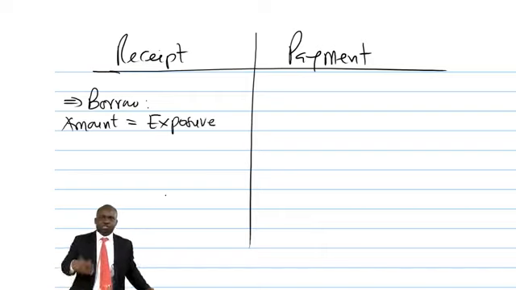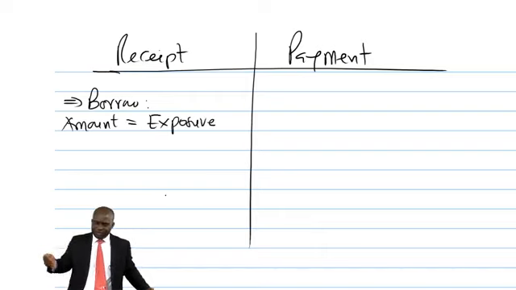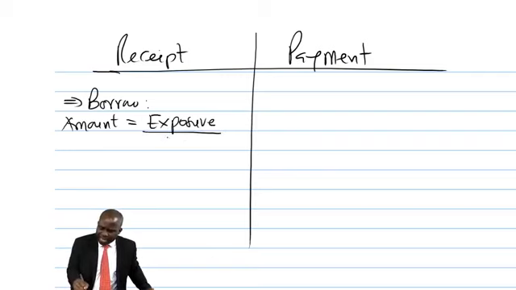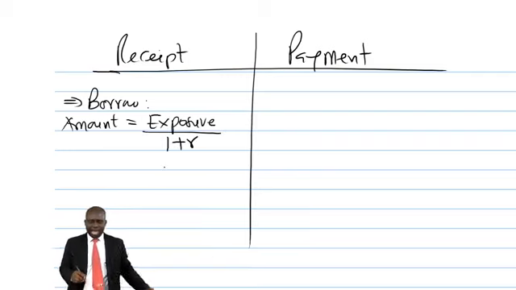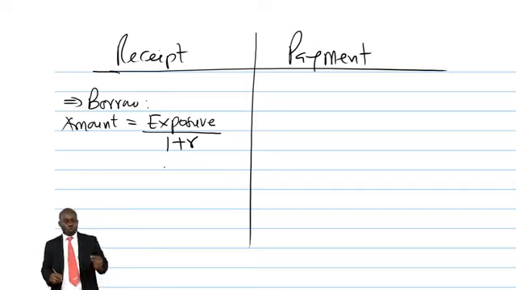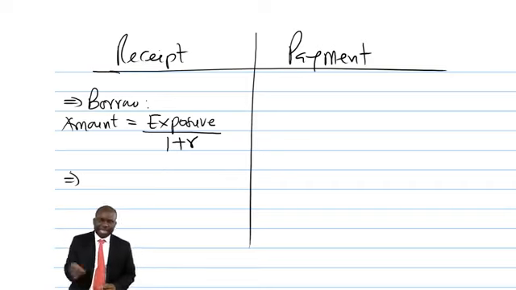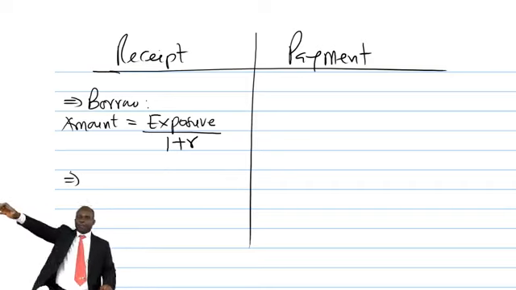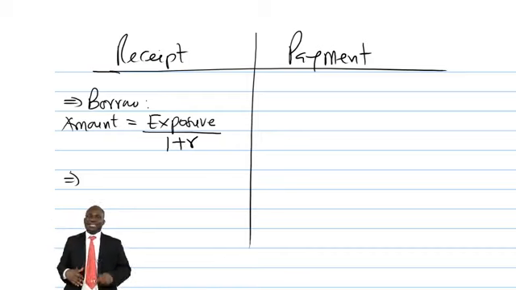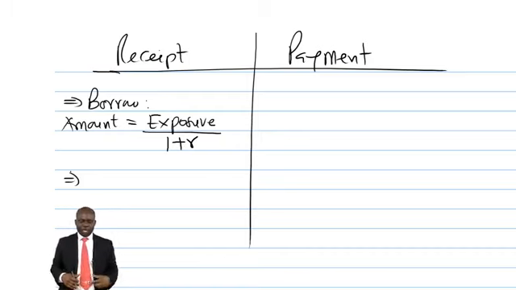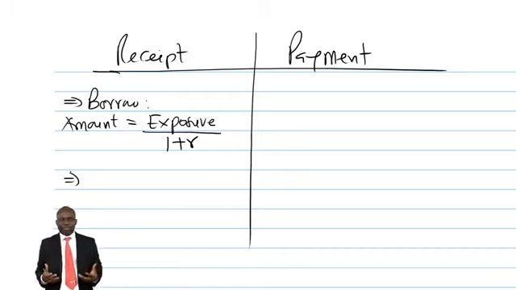Your exposure, which is the amount you have to receive in a foreign currency, divided by 1 plus R. And that will give you the amount. When you get this amount that you have borrowed, you don't keep it there. You instantly bring it into your country. So how will you instantly bring it to your country?